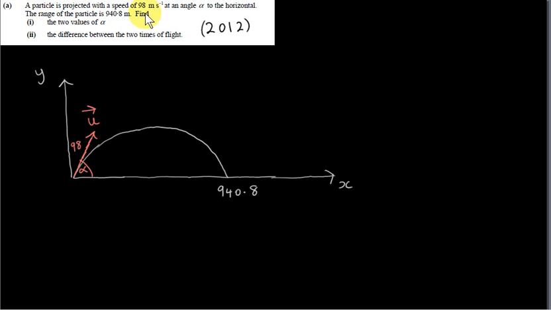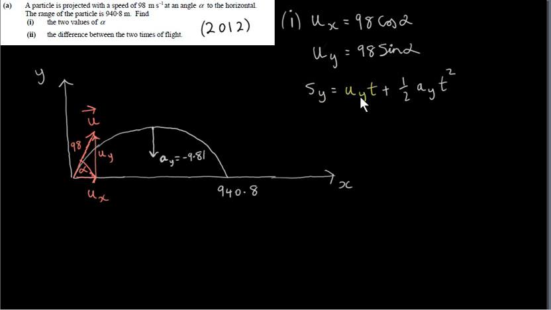A particle is projected with a speed of 98 meters per second at an angle alpha to the horizontal. The range of the particle is 940.8 meters. Find the two values of alpha. We can get the x and y components of the initial velocity: 98 cos alpha gives us ux, 98 sin alpha gives us uy.